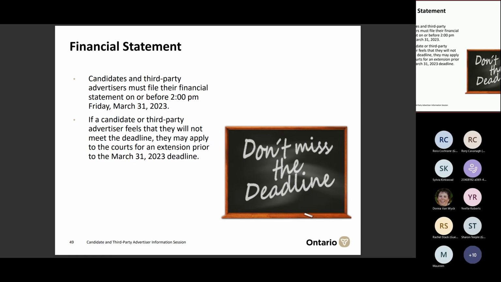A candidate may resubmit a financial statement to correct an error up until the filing deadline. The clerk is required to make public a report of which candidates filed financial statements and which did not. Next slide, please.